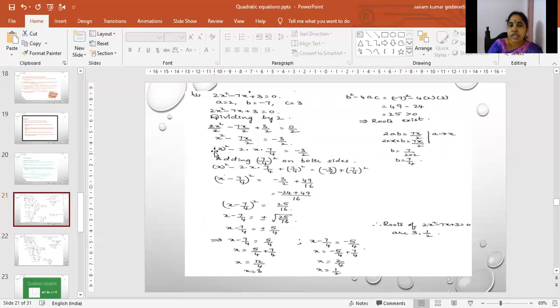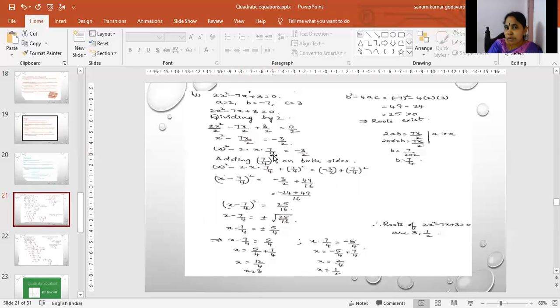So now this is a square minus 2 into a into b, b is 7 by 4, is equal to minus 3 by 2. Am I clear? First step is you have to make the coefficient of x square as 1. Then convert it into the form of a square plus 2ab or minus 2ab. Here it is a square minus 2ab. So in the place of b, I have 7 by 4.